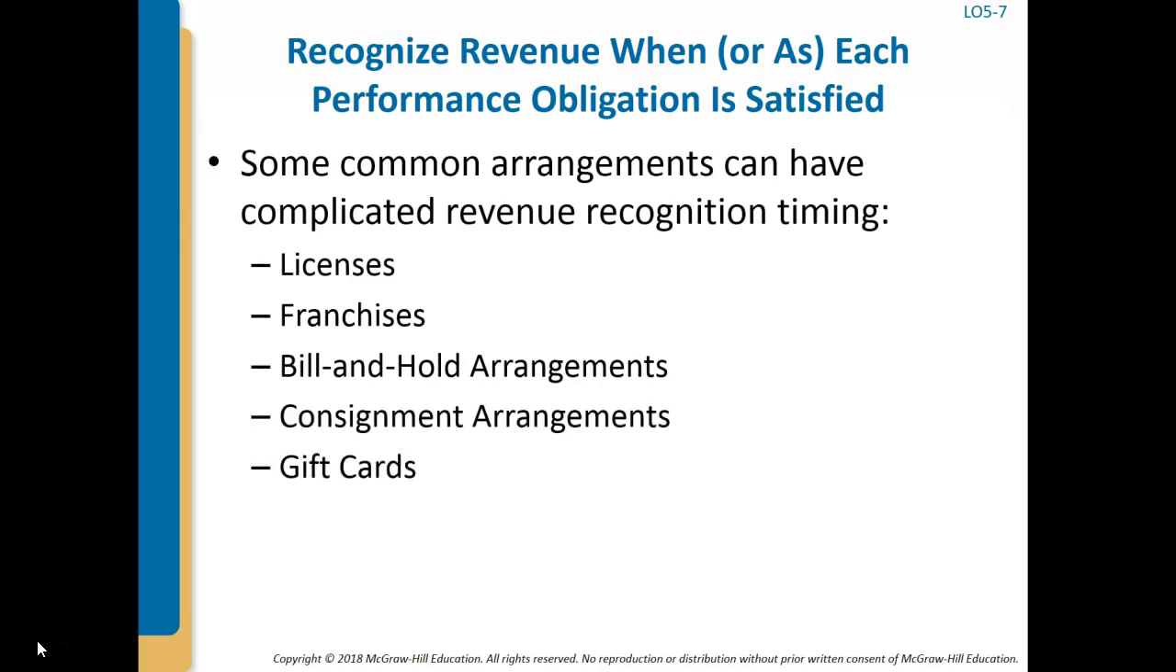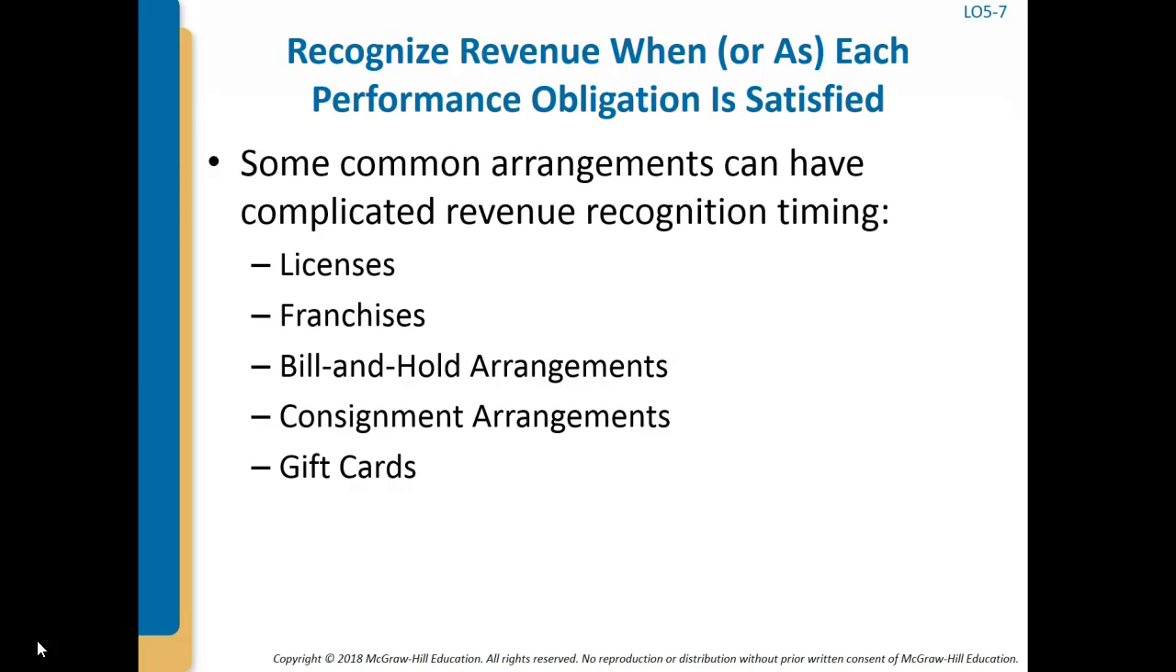Let's now talk about issues that make it more difficult to determine when revenue should be recognized. So we'll discuss things like licenses, franchises, bill and hold arrangements, consignment arrangements, and gift cards.